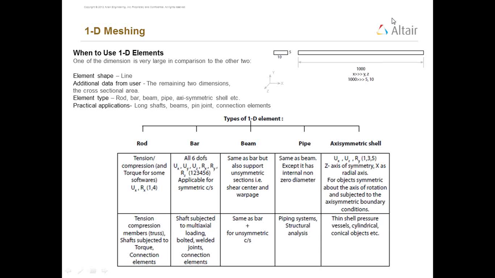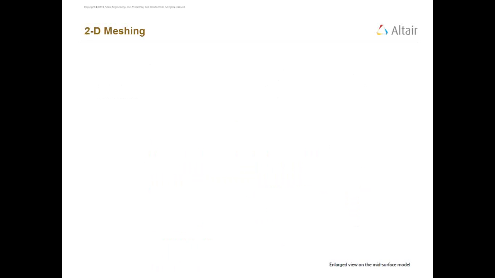Then pipe elements, same as beam, except it has an internal non-zero diameter, that is it's hollow. The practical application is piping system structural analysis. Then axisymmetric shells, they only support Z axis of symmetry, X as radial axis, for objects symmetric about the axis of rotation and subjected to axisymmetric boundary conditions. Examples are thin shell pressure vessels, cylindrical, conical objects, etc.